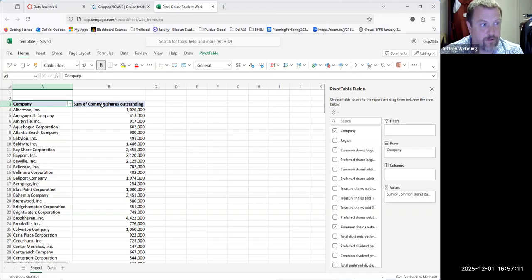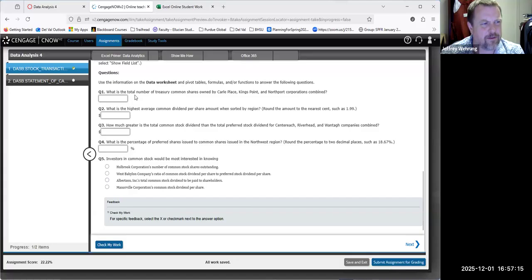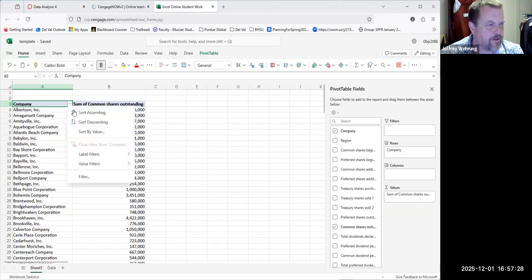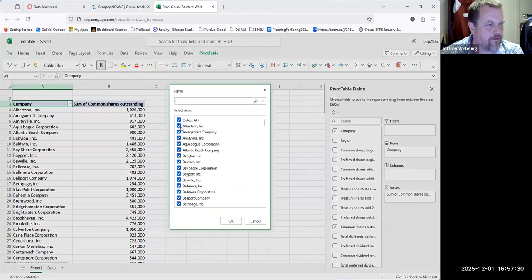Okay, now looking confused. So this says sum of common shares. And I don't know for sure if that's the same as total number of treasury common shares owned. So I'm not quite sure about that one. So we might have to see where we're at. Let's filter this anyhow.